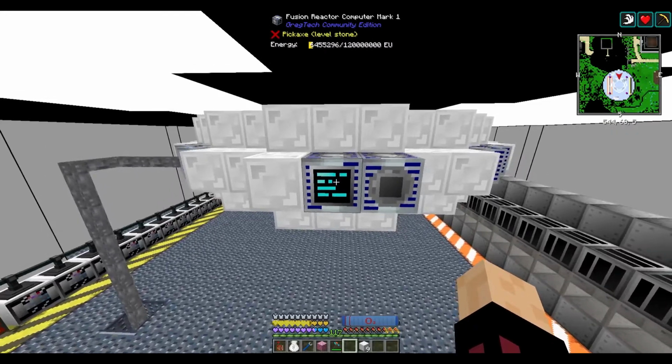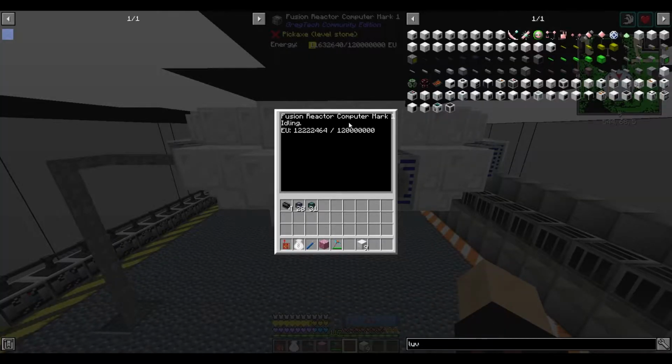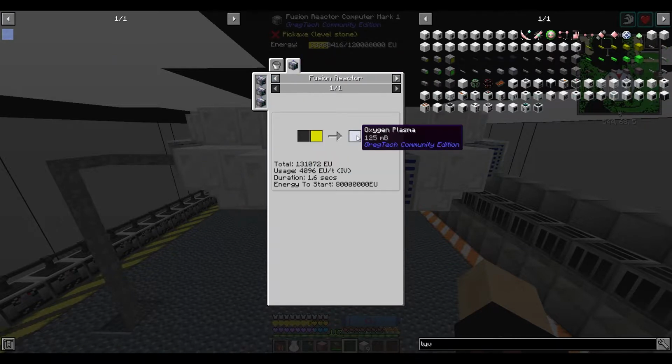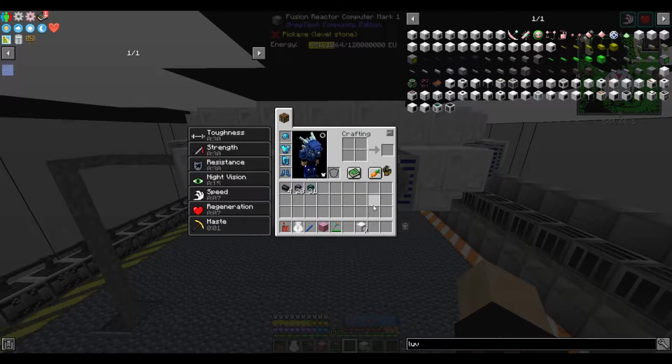It did. Nice. And we see that the initial amount of power that we have is 120 million, which is more than enough for our oxygen plasma, isn't it? Yep, definitely more than enough.